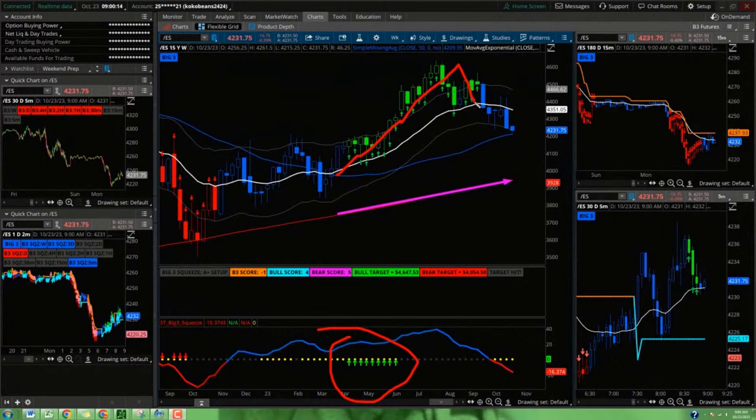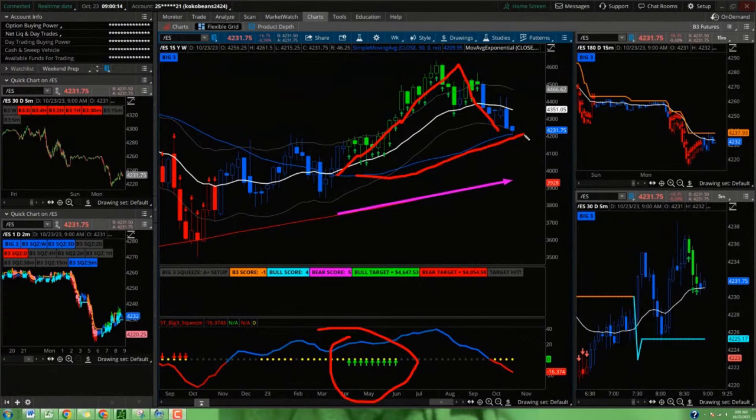I don't think it's the biggest deal in the world to come down and get the first test of the 50. Squeeze fires in March. Here we are, April, May, June, July, August, September, October. 7 months later, pulling back to the rising 50. So what I'm trying to say is if the bulls are going to save themselves, that's the level to hold.